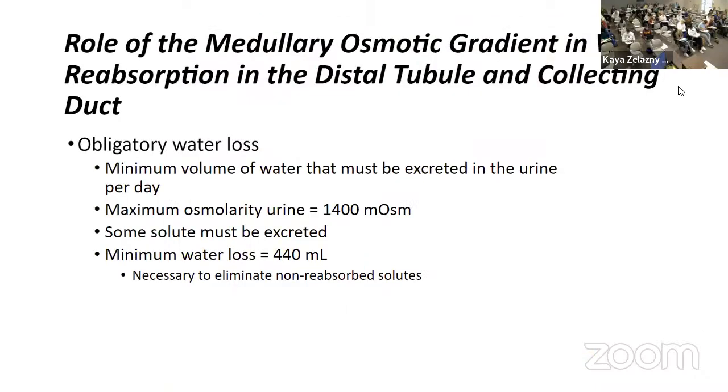So we did mention before that you do have some obligatory water loss per day, right? In order to excrete your waste products, you do have a minimum water loss of 440 milliliters, okay? Maximum osmolarity of 1400 milliosmoles because of that depth of the medulla. Okay? That's all we're saying right here.